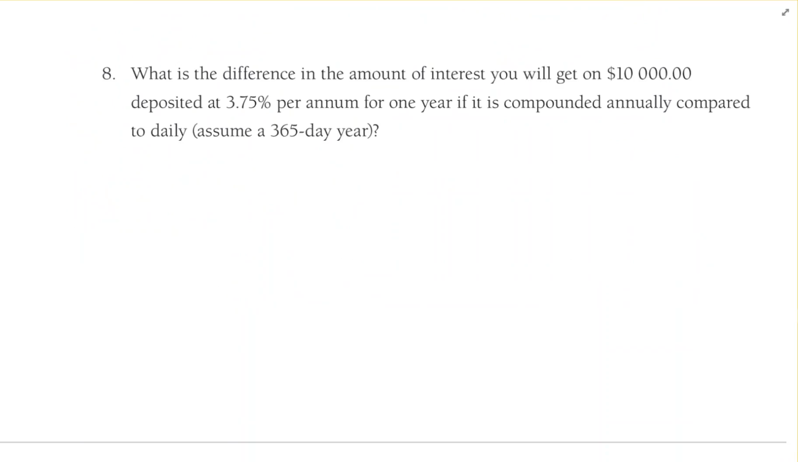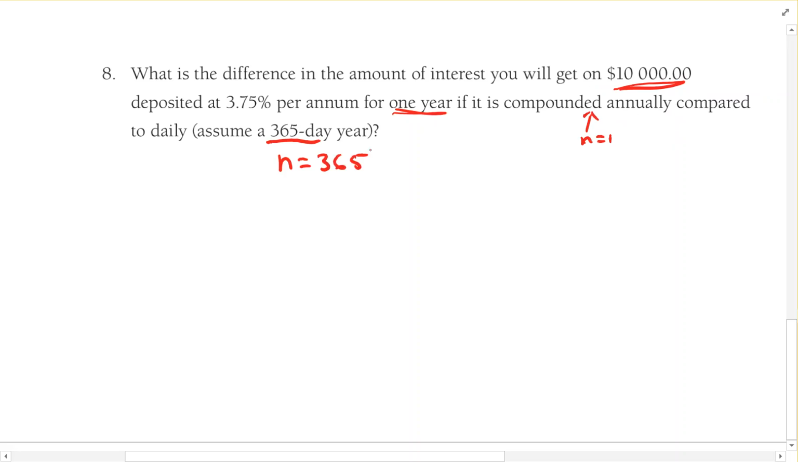Okay, number 8. I'm going to let you guys do number 8 on your own too. I'll read it here for you though. What is the difference in the amount of interest you will get on a $10,000 deposit at 3.75% per annum for 1 year if it is compounded annually? So N is equal to 1, right? Compared to daily. And now it tells you what N's equal to here too, right? N is equal to 365. So really, we just have 2 formulas to do. You're going to do it twice and then subtract them because you want to figure out the difference in the amount. So go ahead and answer number 8 now.